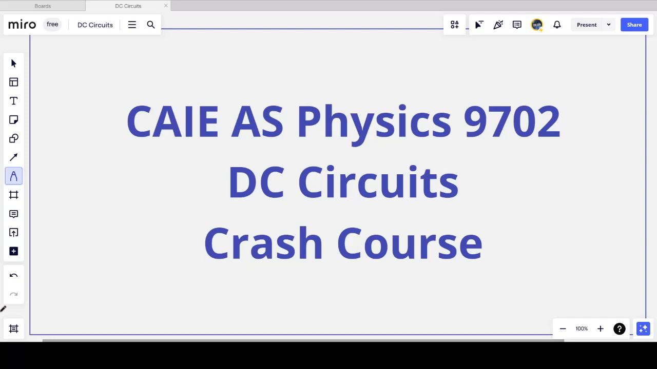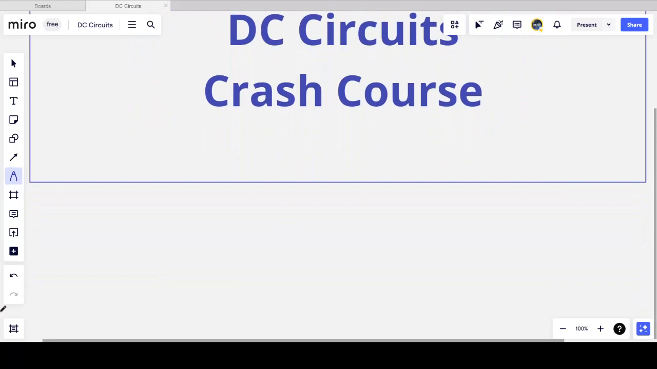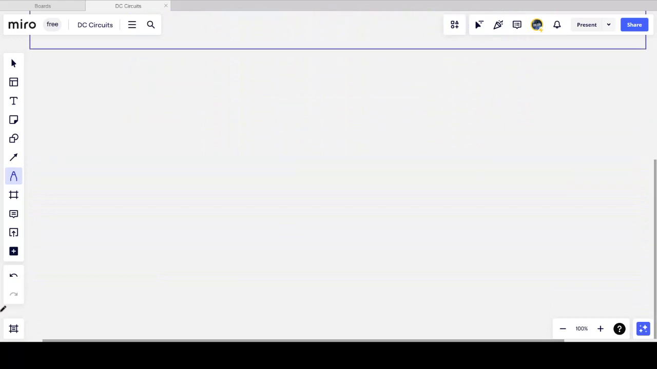For those of you that may have done electricity before, there might be some familiar concepts here, but for others this may be new stuff. And so we first start on the topic of DC circuits with the subtopic of circuit symbols.